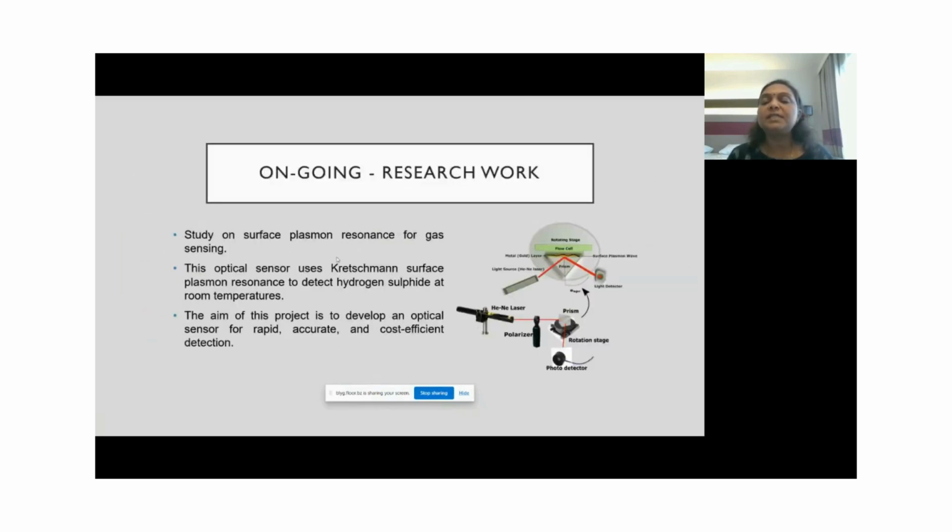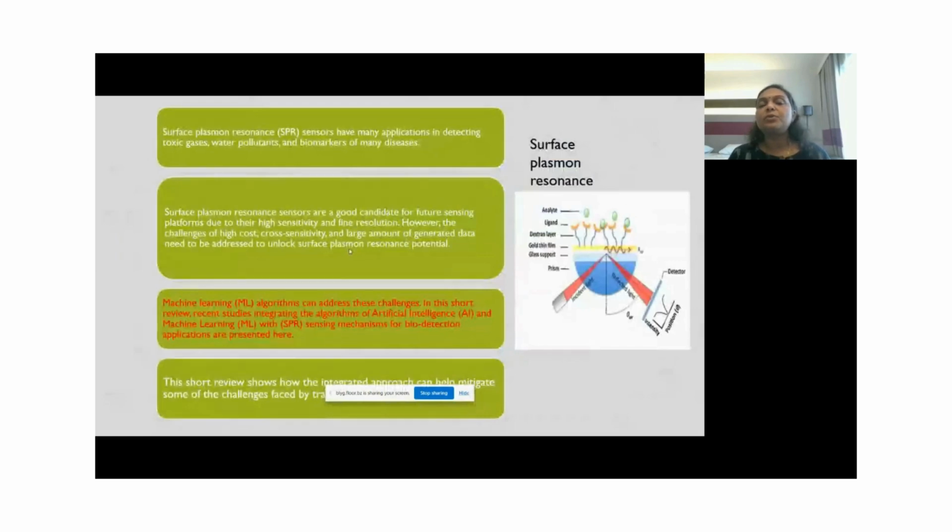Currently, we are also using the same setup with a metal coming from a gold layer, and with the same reaction of SPR, we are able to perform studies on surface plasmon resonance for gas sensing. And these optical sensors use a setup called Kretschmann surface plasmon resonance to detect hydrogen sulfide at room temperature. Now, moving forward, we are looking at machine learning algorithms for surface plasmon resonance, enabled for biodetection applications. All right, let's go into the introduction.